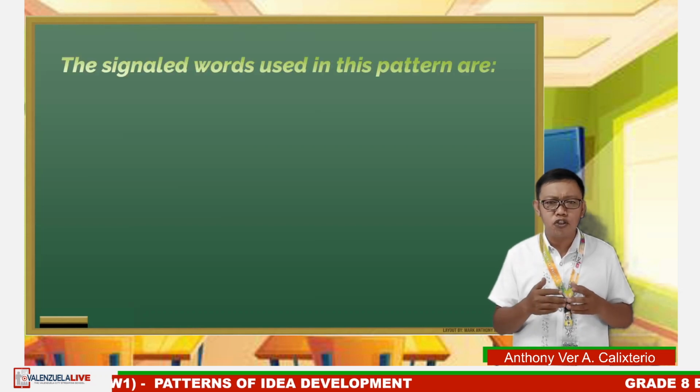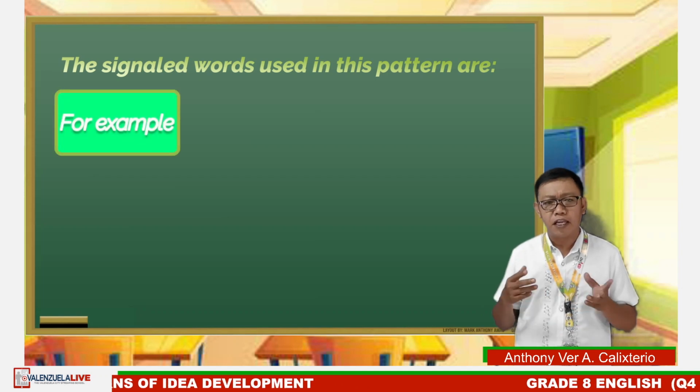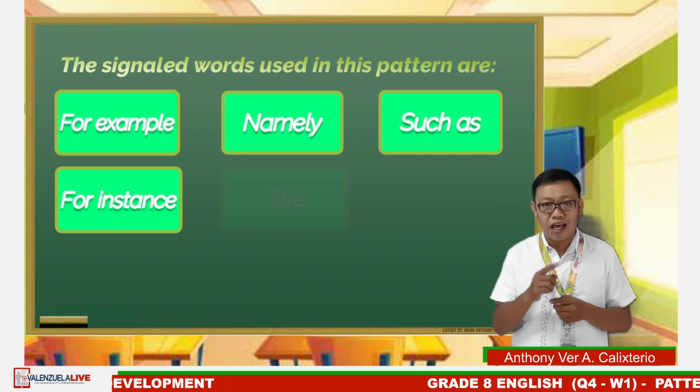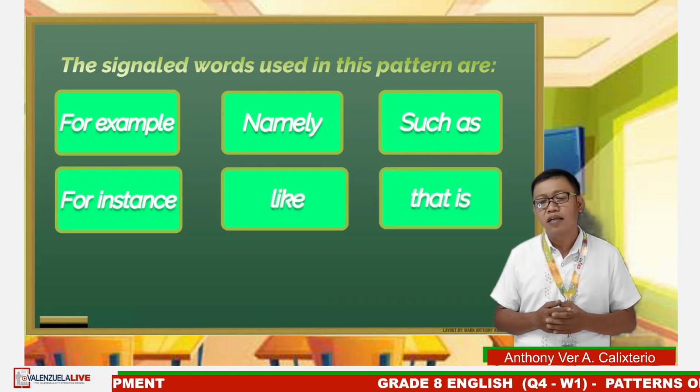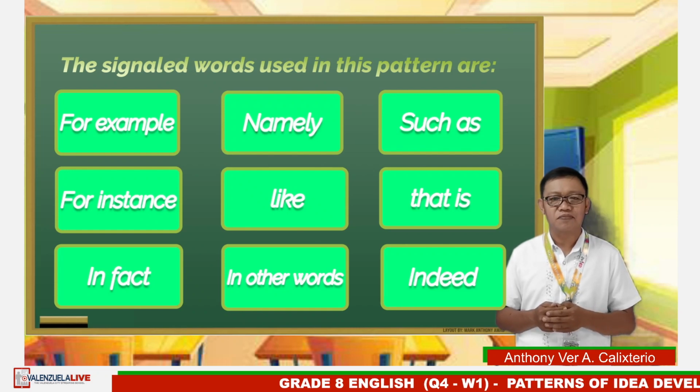The signal words used in this pattern are, for example, namely, such as, for instance, like, there is, in fact, in other words, indeed.